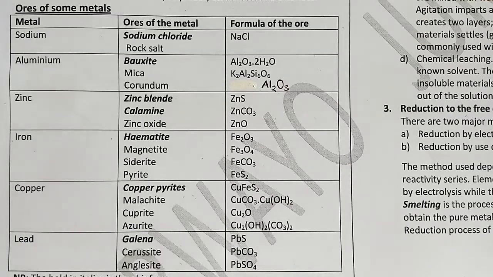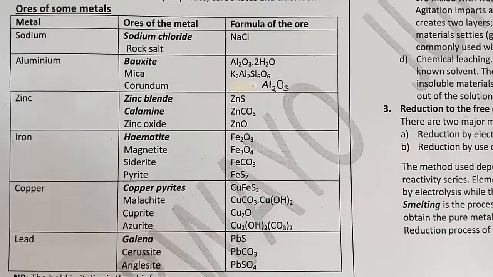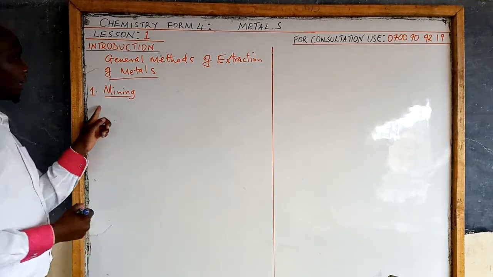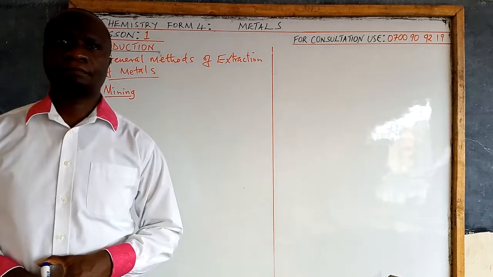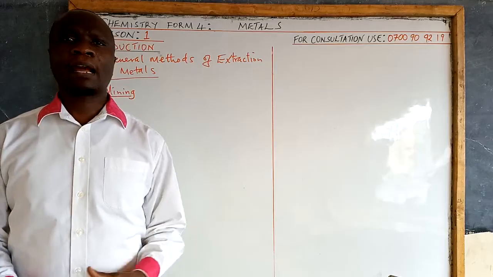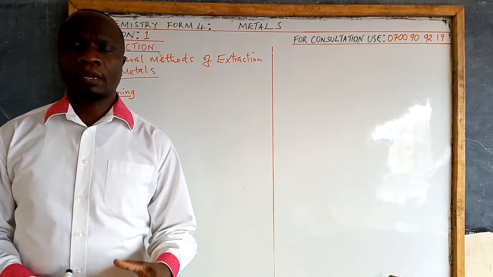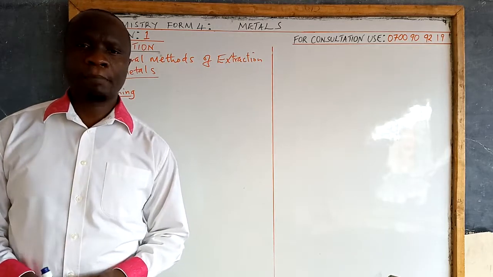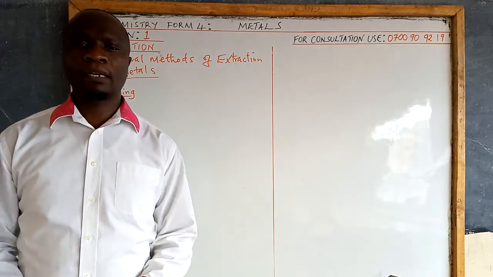Now, we have some general methods of extracting these metals. So let's discuss the general methods of extraction of the metals. The first step is mining. After research has been done, and a particular area has been identified to be containing a particular ore of a metal, the first process will be mining, extraction of that metal from the ground.